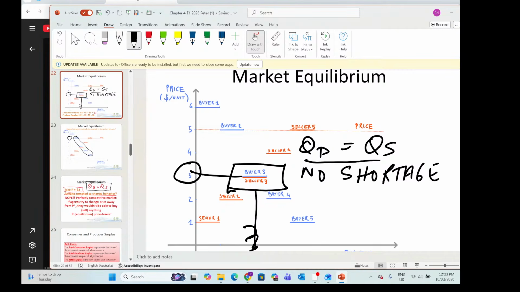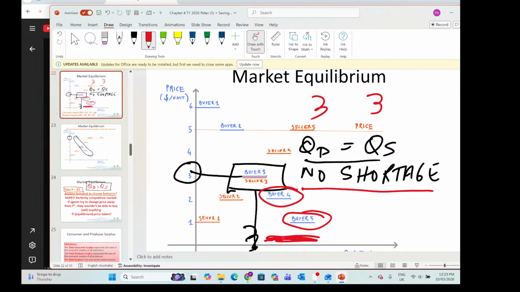It doesn't mean that everyone is satisfied. What it means is that the quantity is 3 for demand and the quantity is 3 for supply. But what about these buyers over here? They're not buying the product. They're missing out on the product completely. So when we say there's no shortage, it doesn't mean everyone is getting everything that they want. It just means that the quantity in the demand and the supply are equal. So there's no shortage to make the price rise.